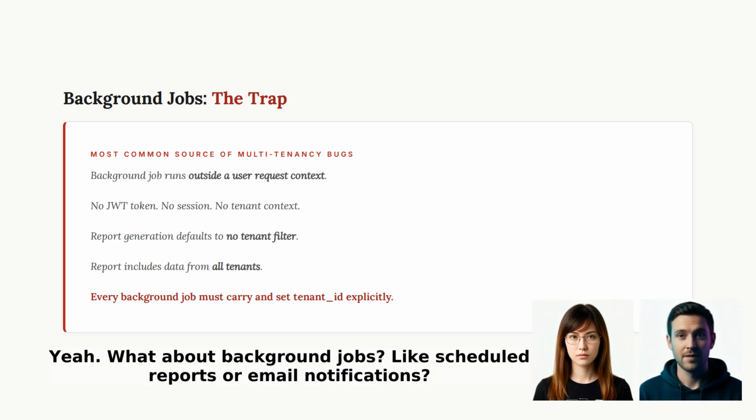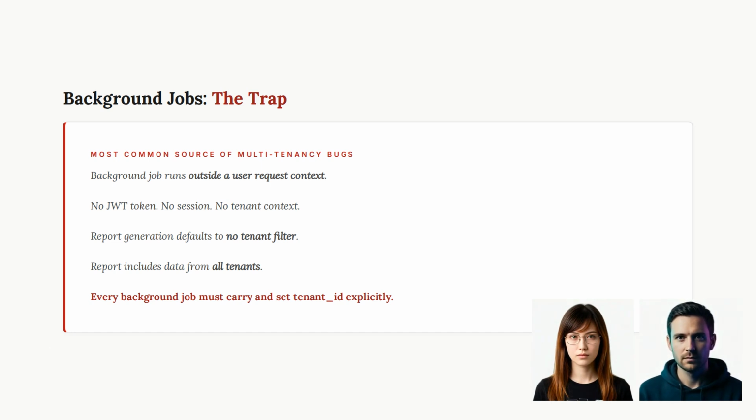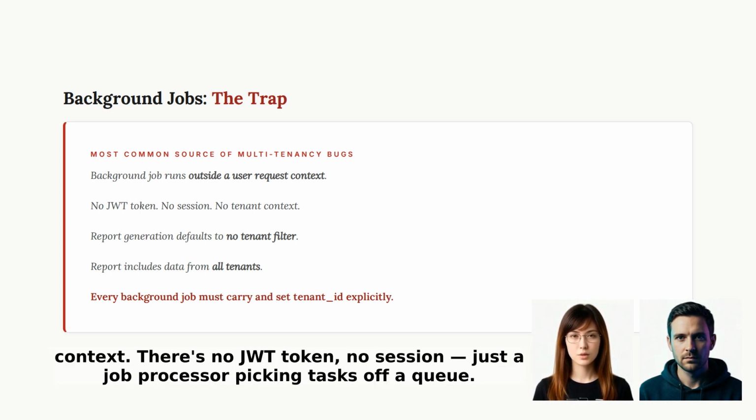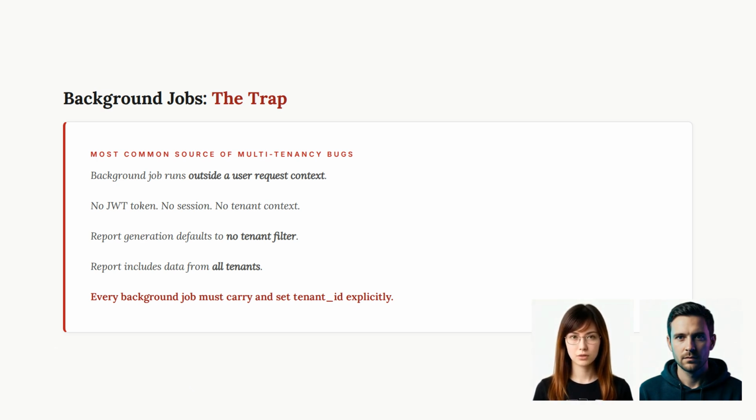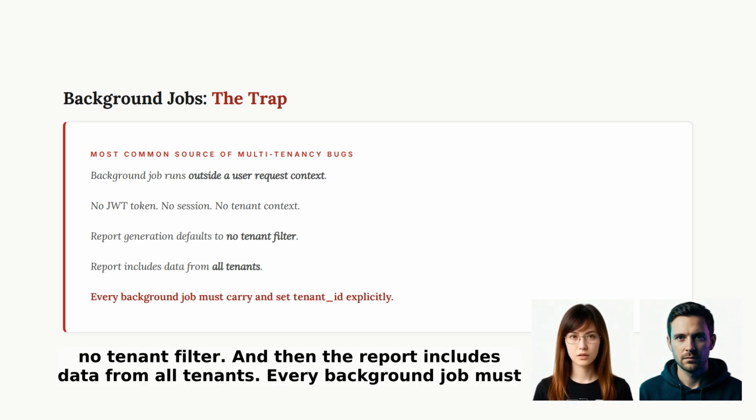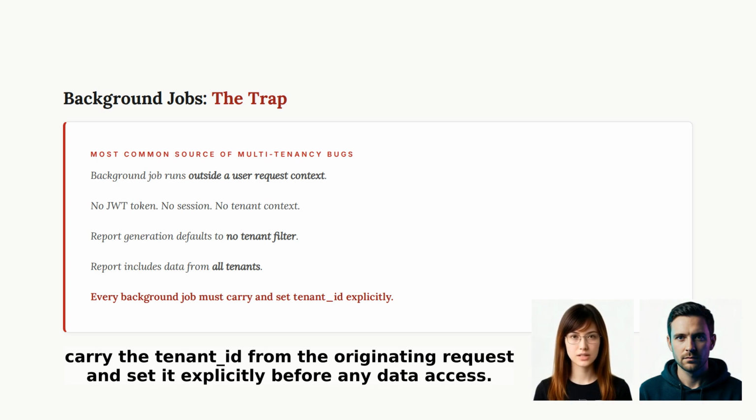Yeah. What about background jobs, like scheduled reports or email notifications? That's the most common source of multi-tenancy bugs. A background job runs outside a user request context. There's no JWT token, no session, just a job processor picking tasks off a queue. If the job doesn't explicitly set the tenant context before accessing data, it may default to no tenant filter. And then the report includes data from all tenants. Every background job must carry the tenant ID from the originating request and set it explicitly before any data access.